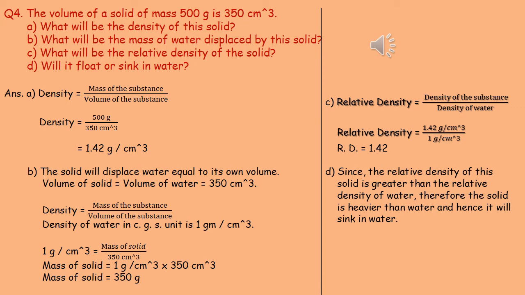In part D, it is asked whether the body will float or sink in water. How will we do that? We have to compare the density of the substance with density of water. If it is more than the density of water, it will sink. If it is less than the density of water, it will float. Here in part A, we found that density of the substance is 1.42, which is more than 1 gram per centimeter cube. So the object will sink and settle down in water.